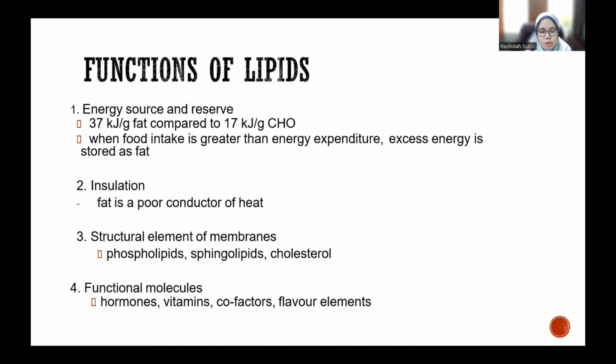Which one tastes better? Of course, the one that you fry in oil, because oil, other than contributing to the energy source, also contributes to the flavor. So the one that has more oil has more flavor, as opposed to the one that you don't use oil.